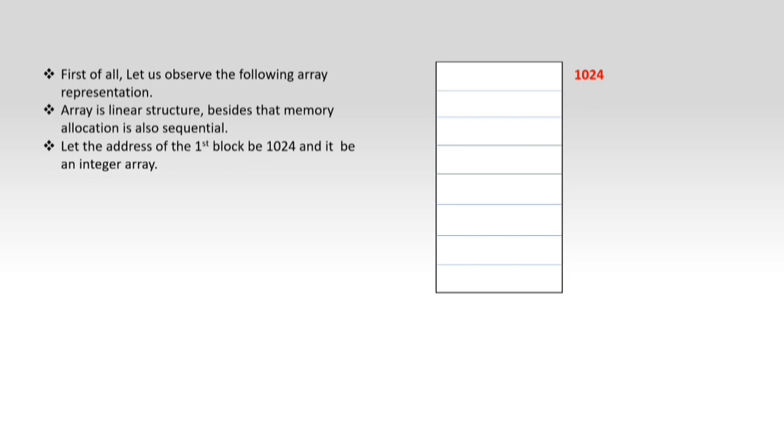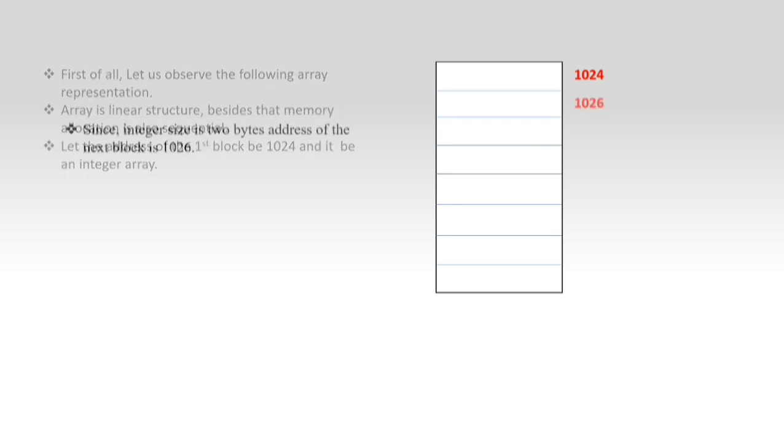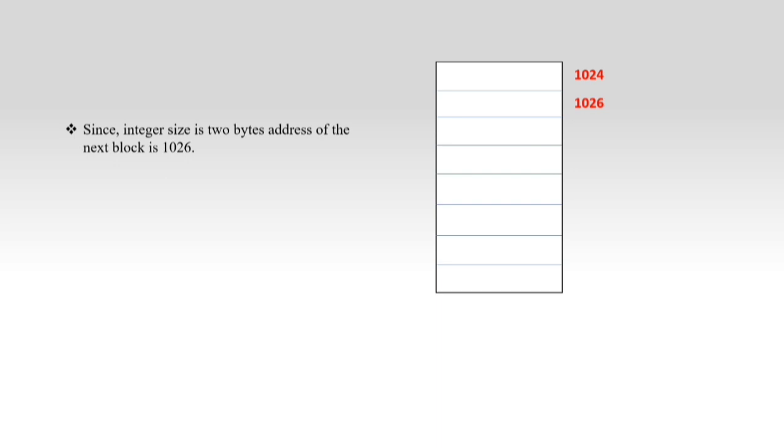We have 8 blocks. Let us say the size of this array is 8. It is an integer array. Let the first block's address be 1024. So what will be the next block address? Integer size is 2 bytes, right? So it will be 1026.